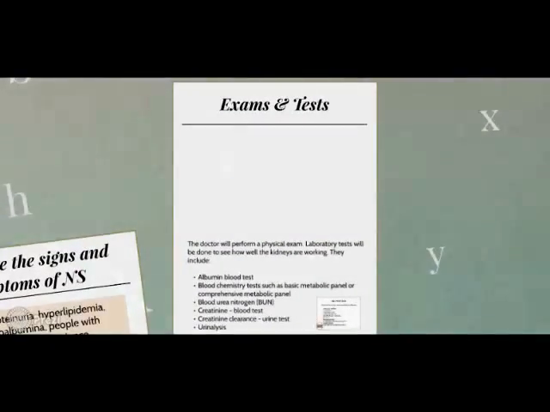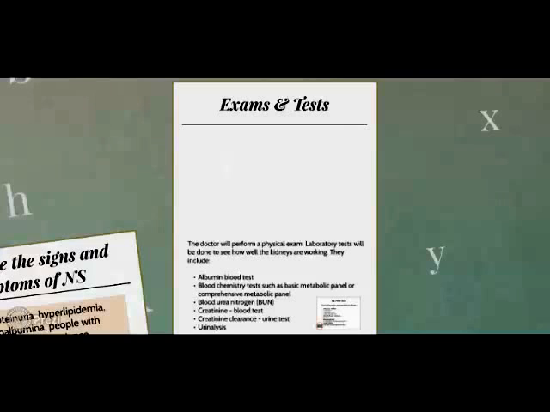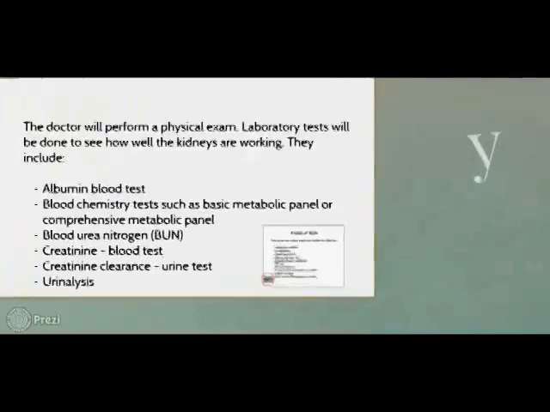Exams and tests. The doctor will perform a physical exam. Laboratory tests will be done to see how well the kidneys are working. They include albumin blood test, blood chemistry tests such as basic metabolic panel or comprehensive metabolic panel, blood urea nitrogen, creatinine blood test, creatinine clearance and urine test, and urine analysis.